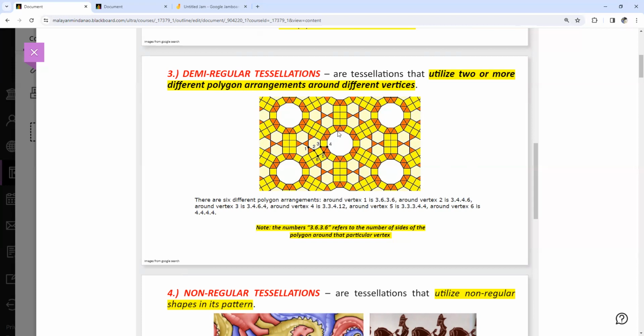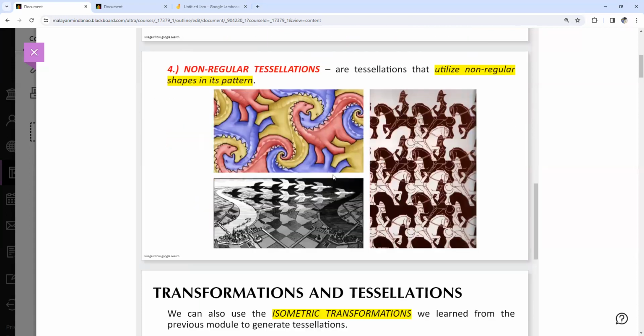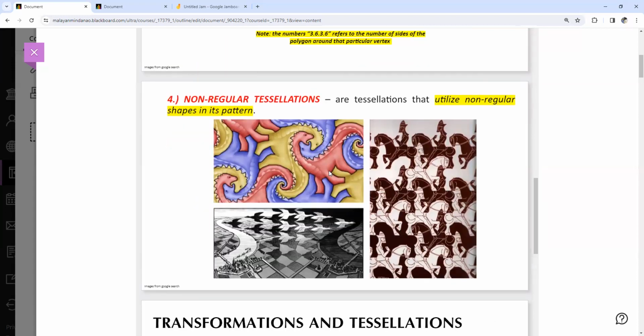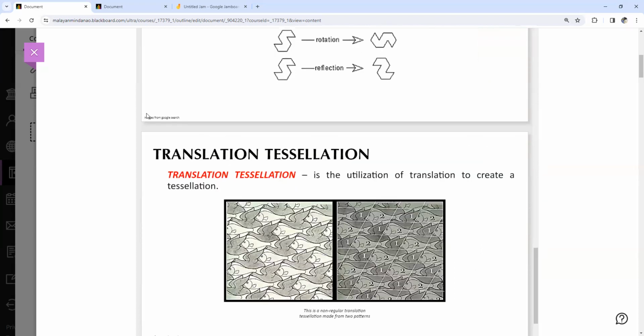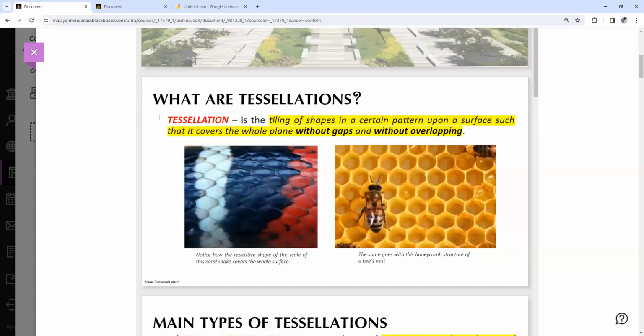It's not like it's totally random, because if it were, then you won't be able to see such a beautiful pattern. So there are 6 kinds of vertices, and each vertex is described as a kind in terms of the kind of shapes that surround it. And of course, you have the non-regular tessellations, which are tessellations that utilize non-regular shapes in their patterns. Okay, so that would be all for tessellations.